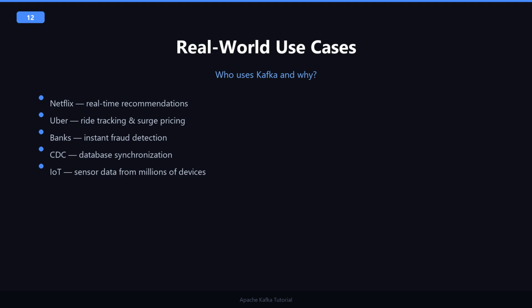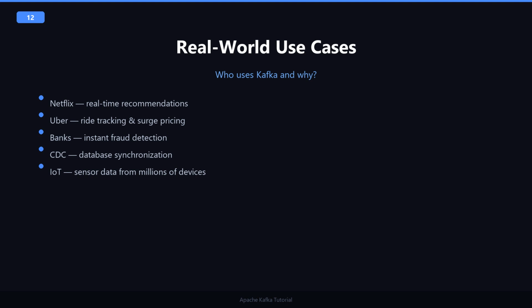Let's look at 5 real-world use cases. Number 1, real-time recommendations. Netflix uses Kafka to track what you watch, what you pause, what you skip, all in real time. That data flows into their recommendation engine, updating your homepage within seconds. Number 2, ride tracking. Uber uses Kafka to process location updates from millions of drivers and riders simultaneously. Every GPS ping flows through Kafka.